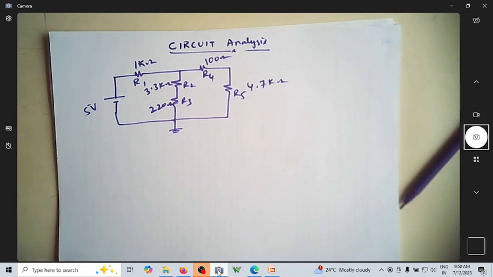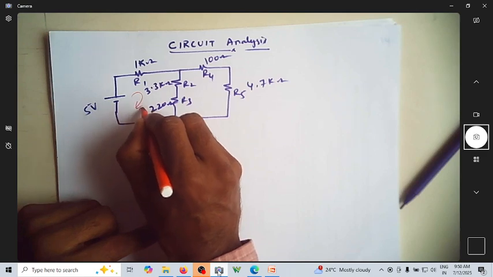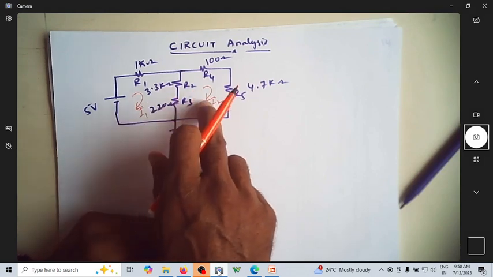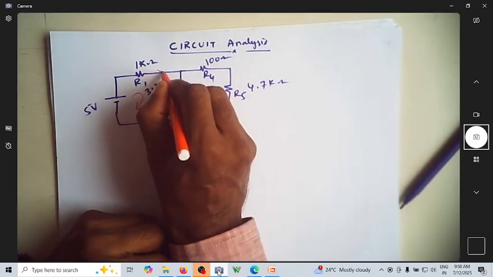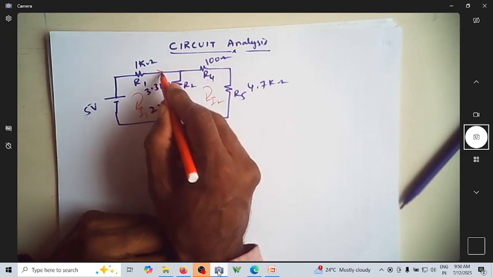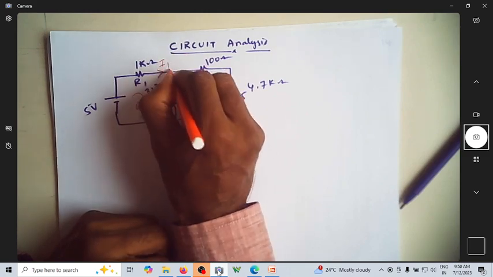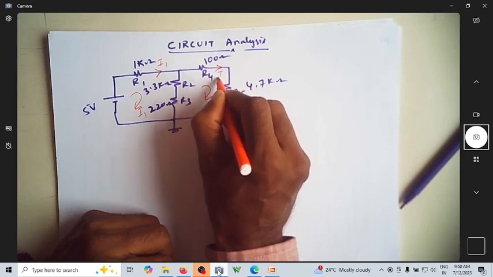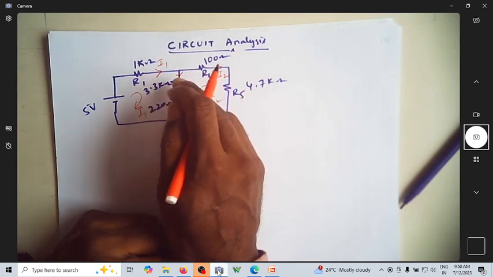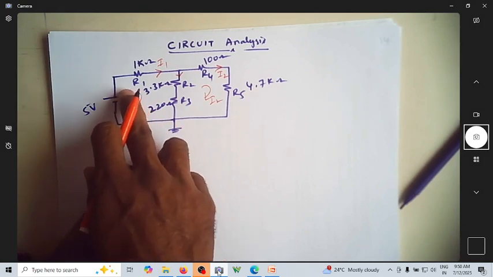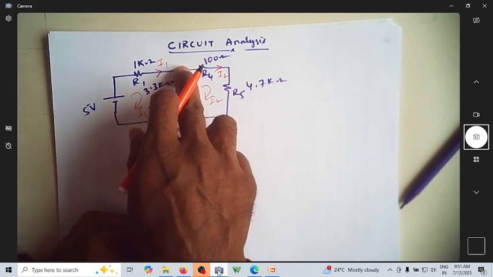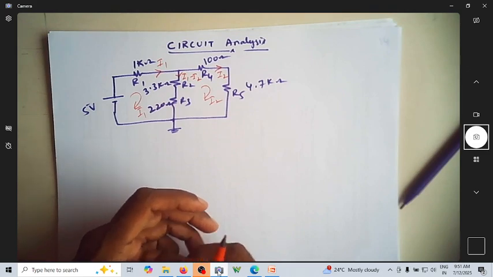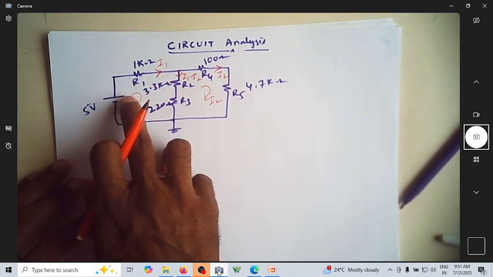We have a loop current, this is loop current I1 and this is loop current I2. Since these two are loop currents, I can certainly find out the branch currents. This branch current is the same as this loop current, which will be I1. This branch current will be the same as loop current I2, whereas the current flowing through this branch is actually I1 going this way and I2 going this way, so the branch current is I1 minus I2. So these are the branches and this is a loop.